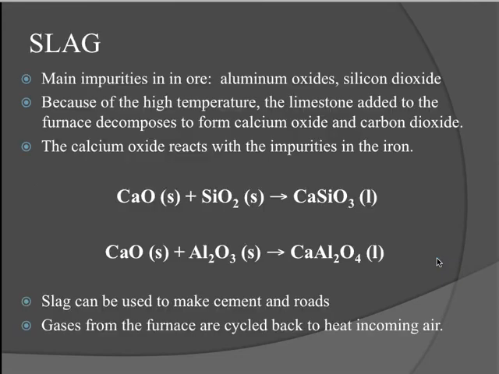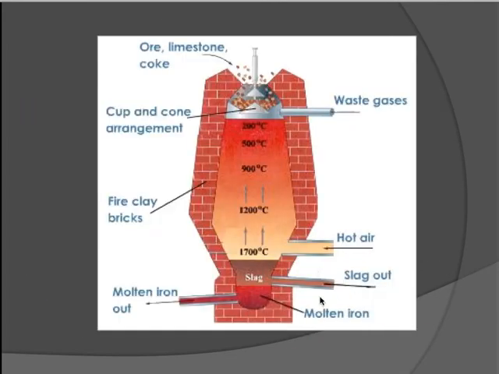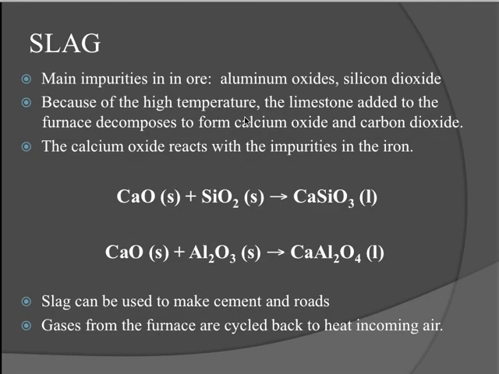All right, slag. Slag is that part that sits right above, we'll go back real quick to the slag, is this section here, this material that sits right above the pure molten iron. Okay, so that's the slag. The main impurities in ore, again, are aluminum oxides and silicon dioxides. These are important to remember, what the major impurities are.